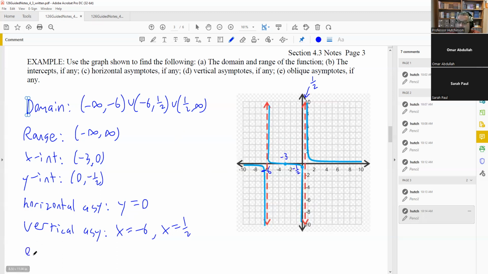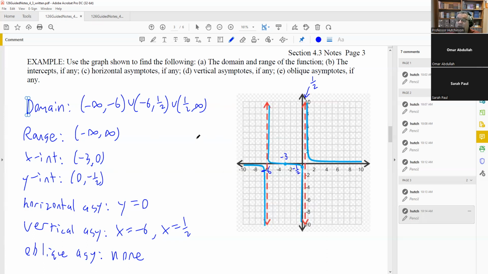And then for the oblique asymptote, we have to say none again right here. I just mentioned that if you have a horizontal asymptote, that means you're not going to have an oblique asymptote. It's either one or the other. So in this case, we have a horizontal one, so there's no oblique. And so that answers all the questions for that one. There will be a question like that in the homework where you have a couple questions like that.